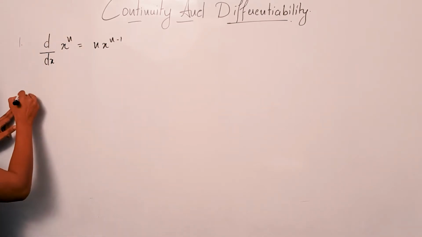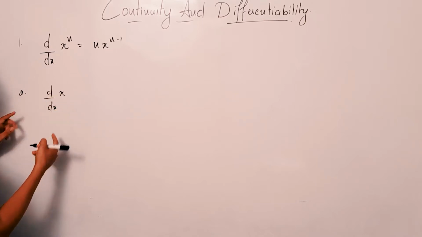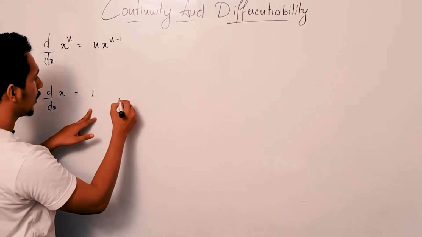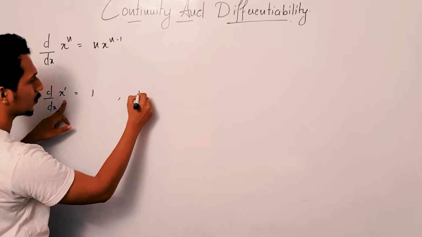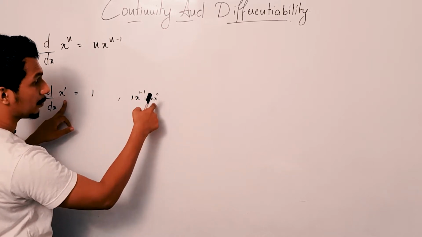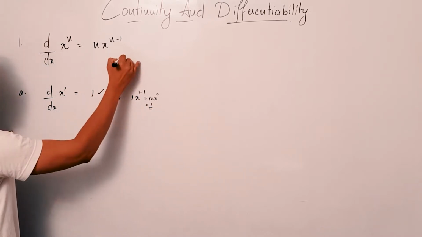Number 2, d by dx of x. What will be d by dx of x then? It will be 1. How do you get it? This is x raised to 1. That will be 1 into x raised to 1 minus 1, or 1 into x raised to 0. Any number raised to 0 is 1. So the answer is 1. So this you get from here.